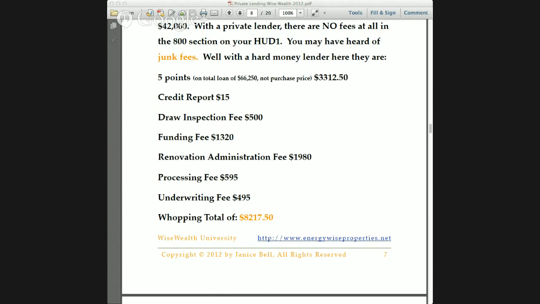They may have a line of credit from a bank at 6% and be lending it out to you at 15, or be using their own money. So let's go through some of the fees that go with private money lenders.